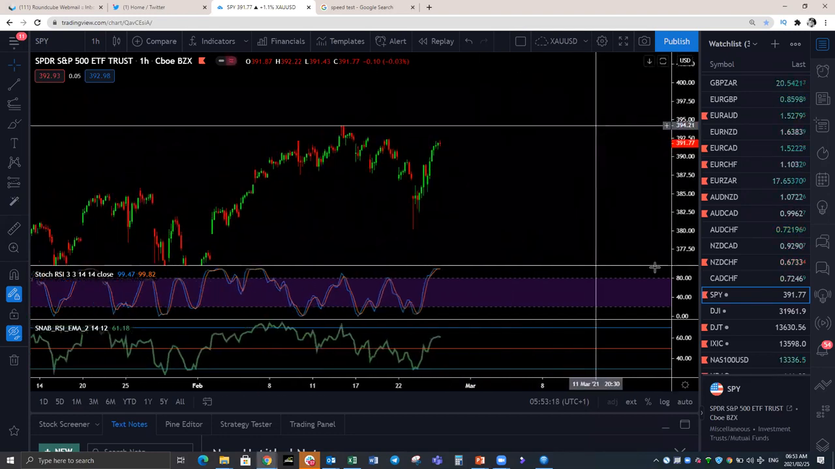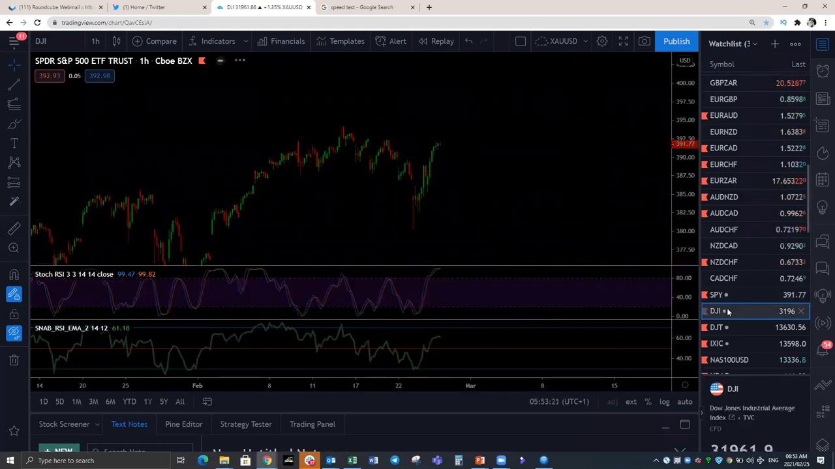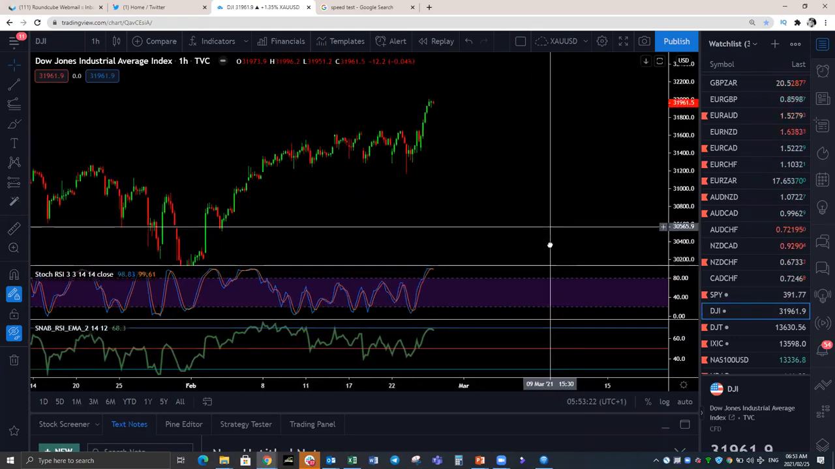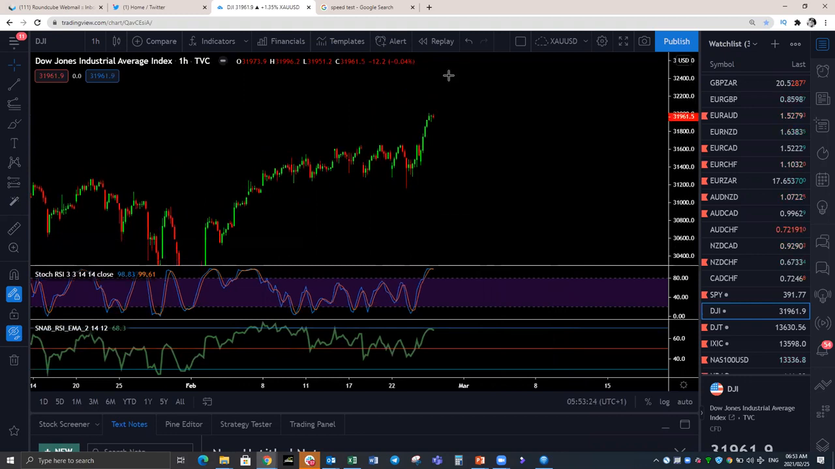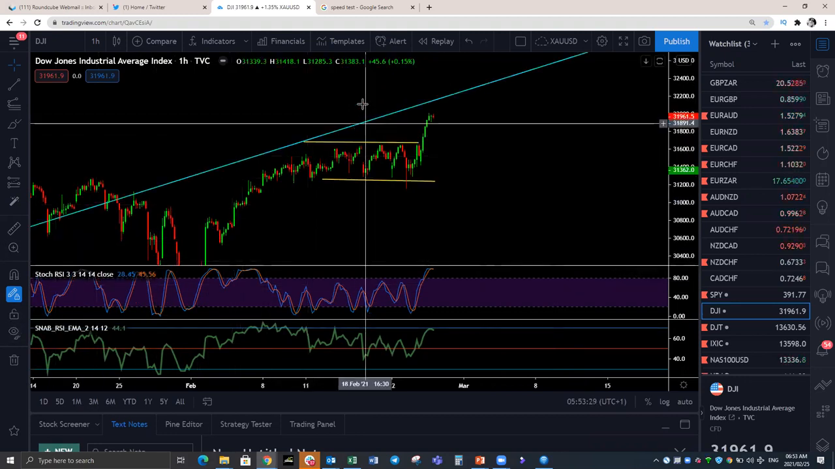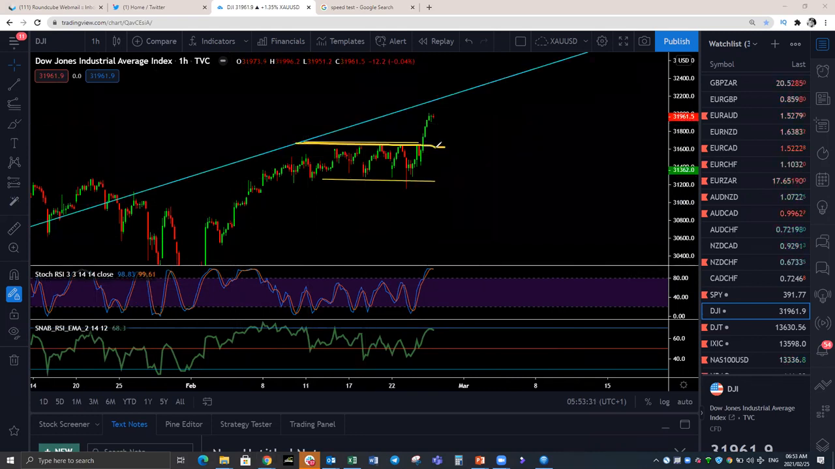All right, that is the S&P 500. The Dow, nothing new on the Dow. You saw this. We had this for the last couple of weeks. These boundaries here, expecting a break to the upside, and it has now broken. Now look for continuation to the upside. It's playing out exactly as forecasted.